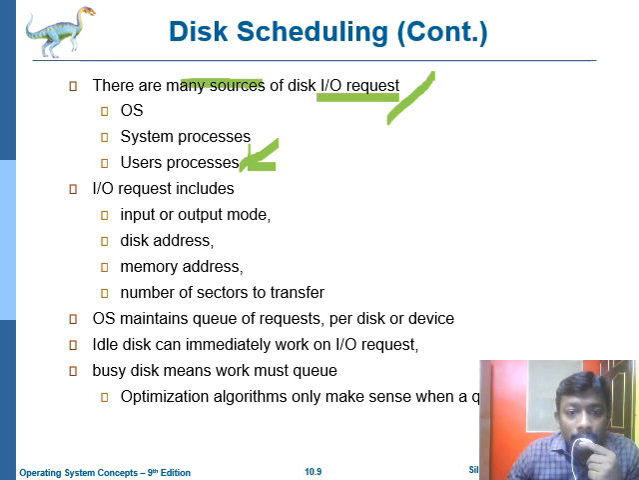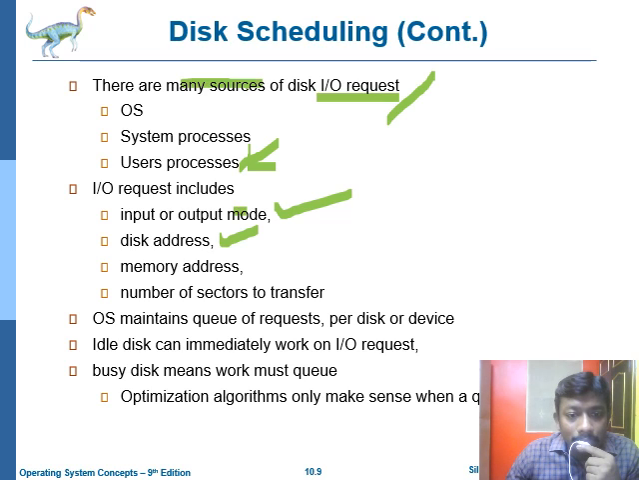So what does an input output request include? The first thing is the input or output mode, whether I have to write something on the disk or read from the disk. The second thing is the disk address, where I am going to perform the write or read operation.